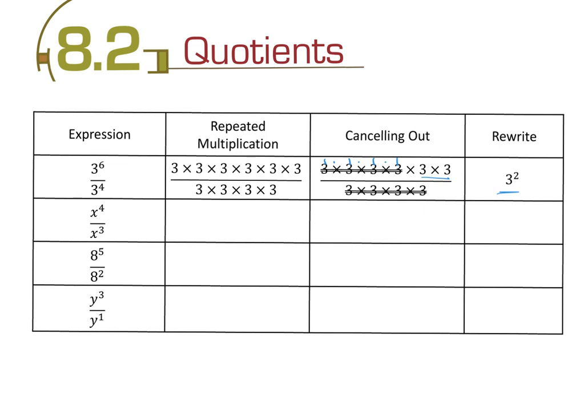If I were to do this over and over, I would have 4 x's up here, 3 x's down here, and I could cancel 1 to 1, and I would be left with 1 x, right? So hopefully you're starting to see a pattern. What pattern are you seeing evolve here as I cancel?